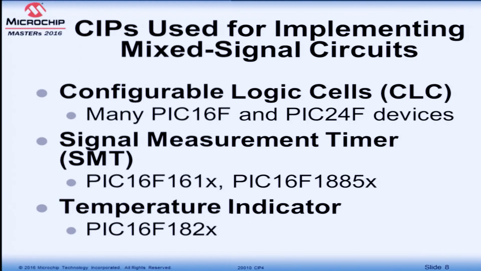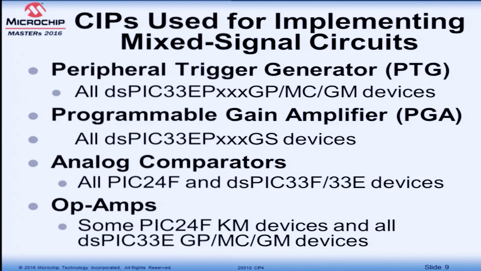Then signal measurement timer, which is present on PIC16 devices, and temperature indicator as well. So, both of those are 8-bit specific core independent peripherals. Then there are some 16-bit core independent peripherals, and the primary one is peripheral trigger generator, or PTG. And this is mainly present in most of the dsPIC33 family devices.